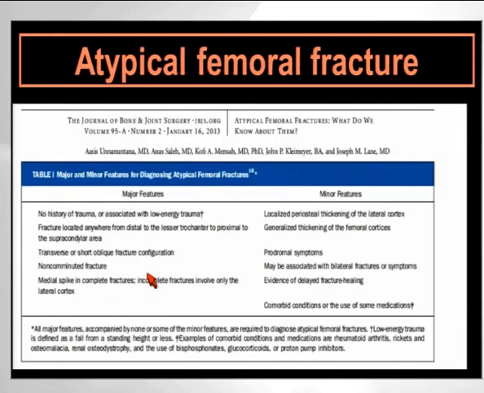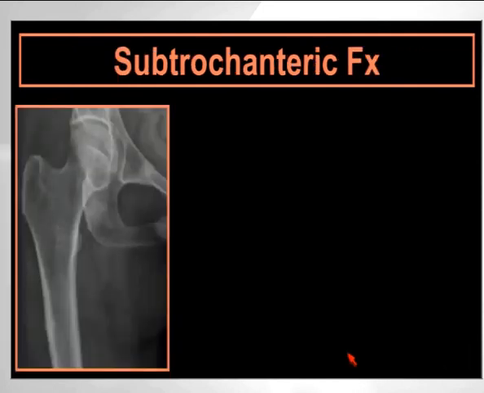And this is from 2013 JBJS. So you have to have all those major criteria to call it atypical, and these are seen in patients on bisphosphonates, and there are other comorbid conditions. But the important thing is I was told by my surgeon not to call them bisphosphonate fractures, just call them atypical femoral fractures. So here is one example.